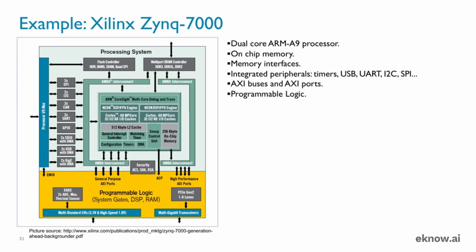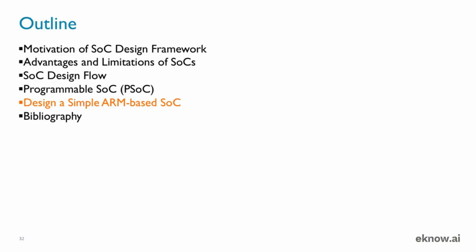The bullet points on the right neatly summarize these key features: a dual-core ARM processor, on-chip memory, various memory interfaces, a rich set of integrated peripherals, and the all-important programmable logic, all tied together with AXI buses. This specific chip is what we'll be using for our design projects, so understanding this architecture is the first key step.